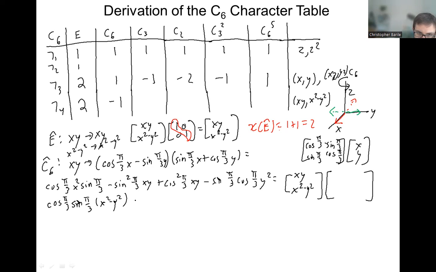The component that matters is this one, which is the plus xy cosine squared pi over 3 minus sine squared pi over 3. And if you remember, cosine squared minus sine squared pi over 3 is equal to cosine 2 pi over 3. That comes from a generic relationship, which is cosine squared x minus sine squared x equals cosine of 2x. So this guy we can actually erase and just put not cosine pi over 3, but cosine 2x, so cosine 2 pi over 3.